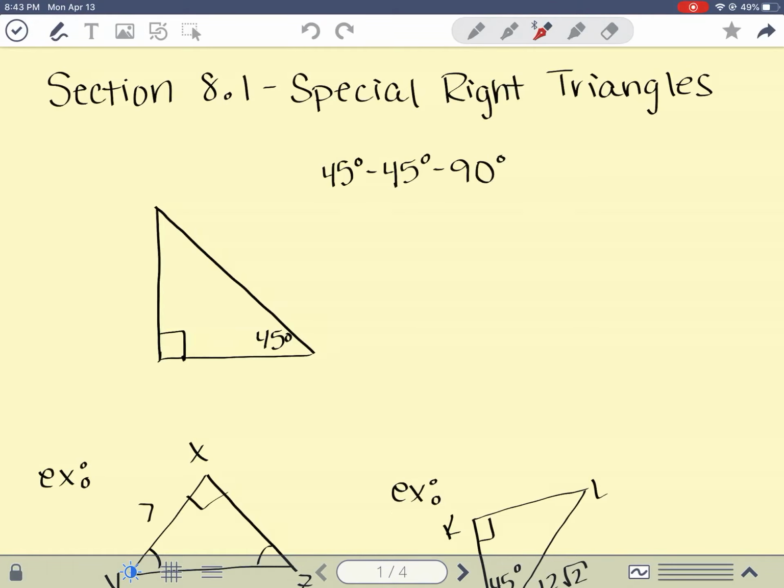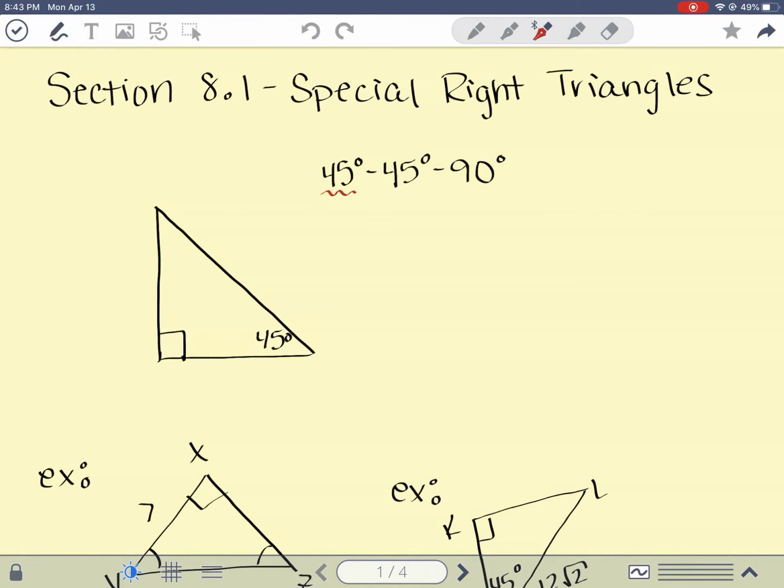Today we are working on section 8.1, titled Special Right Triangles. Online on your homework it does also include Pythagorean theorem, but we've worked with that several times, and you had an assignment yesterday to work on that. So today we are just focusing on special right triangles.